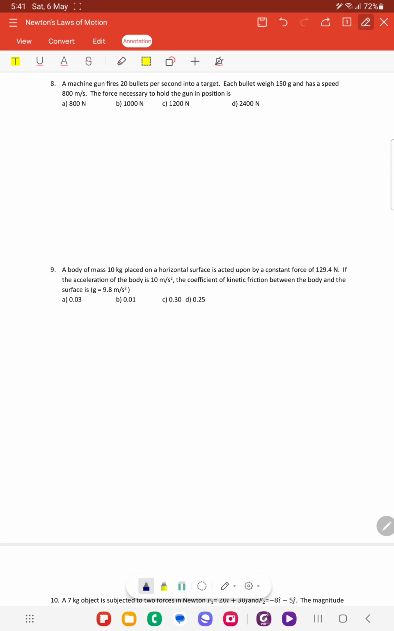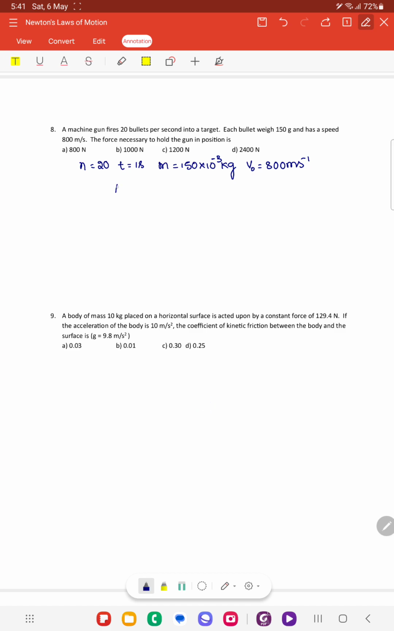Question number 8. A machine gun fires 20 bullets per second into a target. So N is given as 20, the number of bullets fired. The time is 1 second. Each bullet weighs 150 gram, so the mass of each bullet is 150 gram, that is 150 into 10 raised to minus 3 kg. It has a speed of 80 meters per second, so V naught is 800 meters per second. What is the force necessary to hold the gun in position?